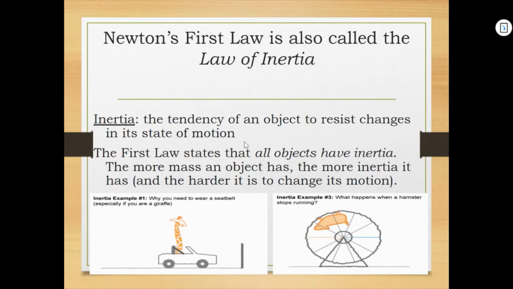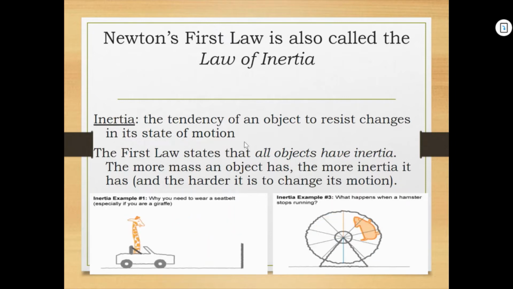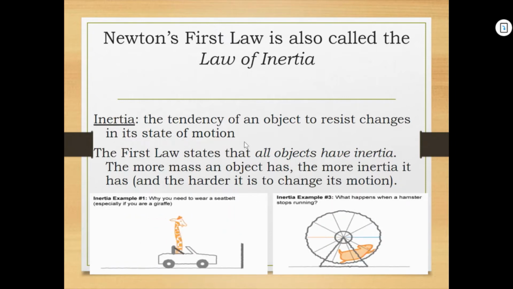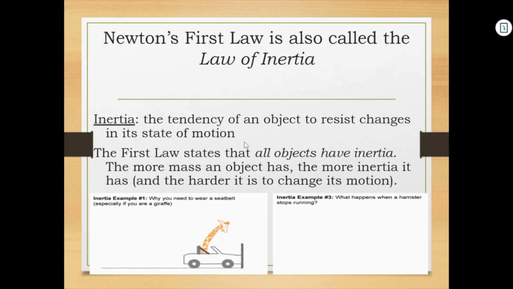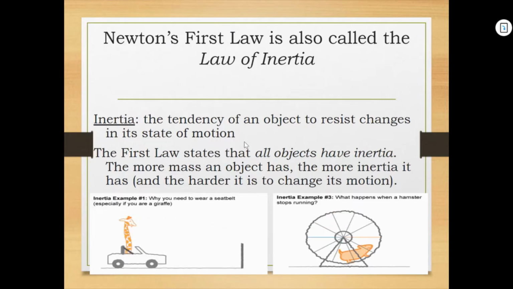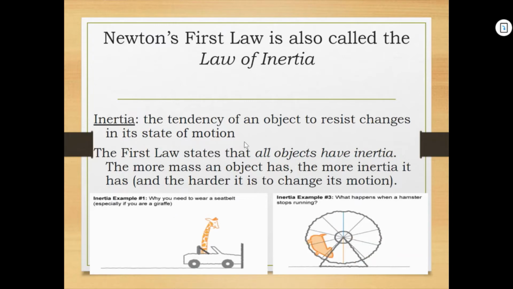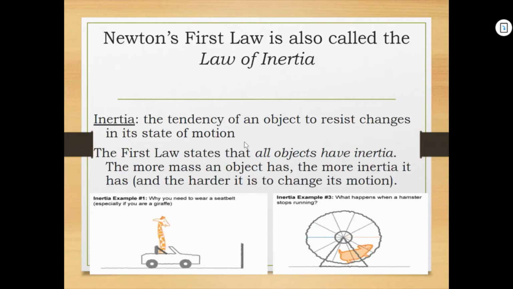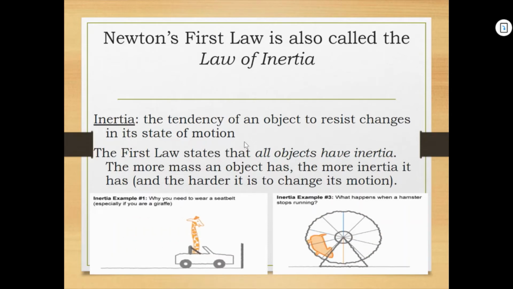And so his first law, Newton's first law, is also called the law of inertia. And inertia is just this, the tendency of an object to resist changes in its state of motion. What that basically means is that an object in motion will stay in motion and an object at rest will stay at rest, right? Unless some unbalanced force acts on that. So the first law states that all objects have inertia, right? The more mass an object has, the more inertia it has, and the harder it is to change its motion.